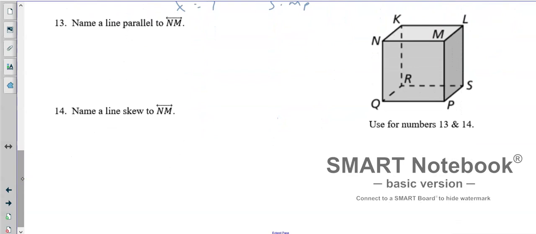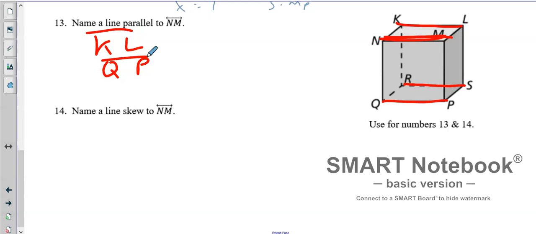All right, name a line parallel to NM. This is where using colored pencils on a test might help. Here's NM. What's parallel to NM? Well, I can move it magically here. Those are all parallel. But I'm going to mark them. KL, RS, QP. Obviously on the test, you do not have to name all of them. But for studying purposes, I am going to name all of them. But looking ahead that we're going to be doing skew, this is where it kind of helps to mark all of them.